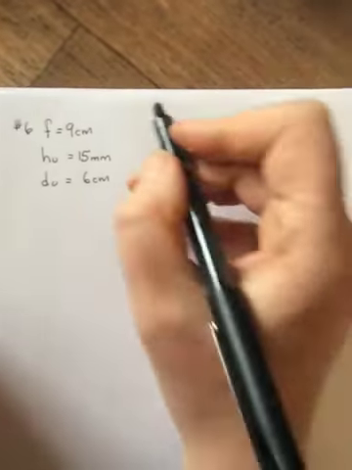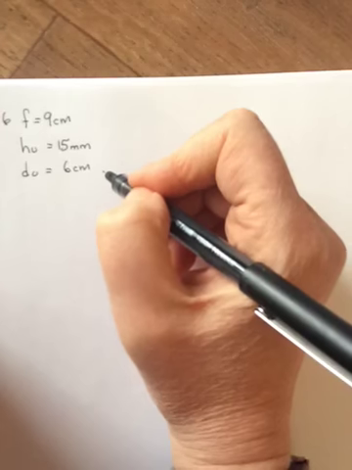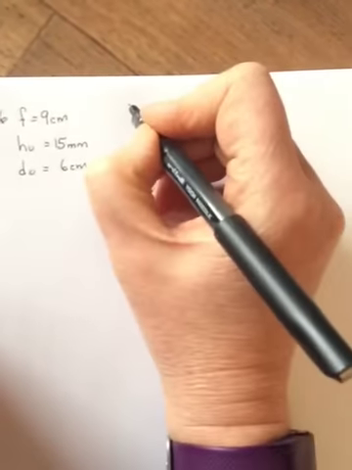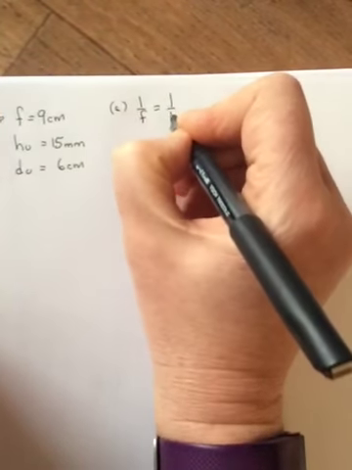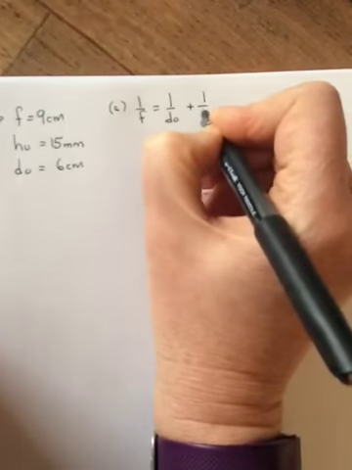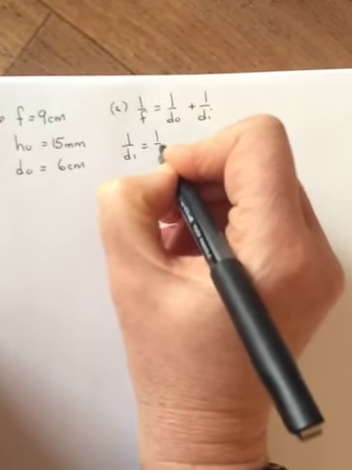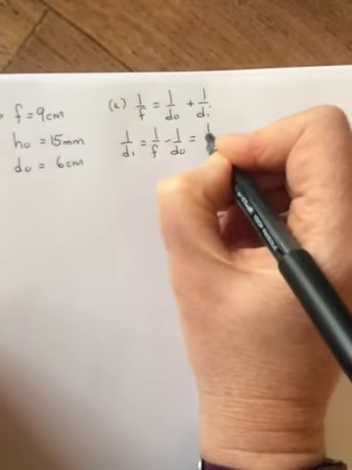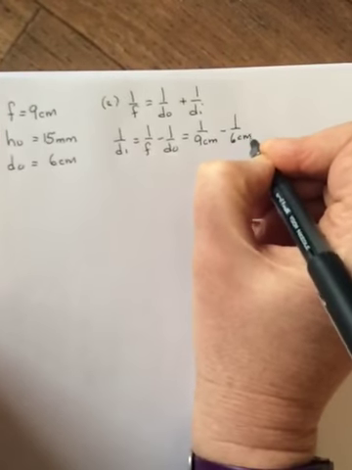All right, so we left off on number 6. It told us the focal length, the height of the object, and the distance the object was from the mirror. It asked us to find DI in part A, where the image was located. So 1 over F is equal to 1 over DO plus 1 over DI. So 1 over DI is equal to 1 over F minus 1 over DO. So 1 over 9 centimeters minus 1 over 6 centimeters.